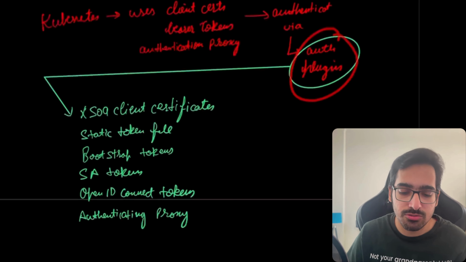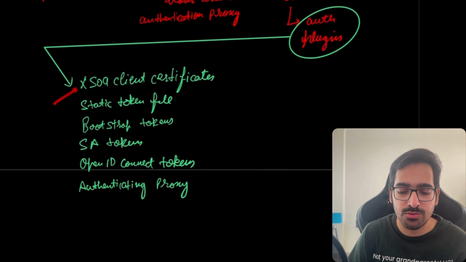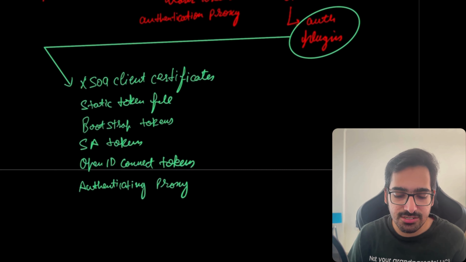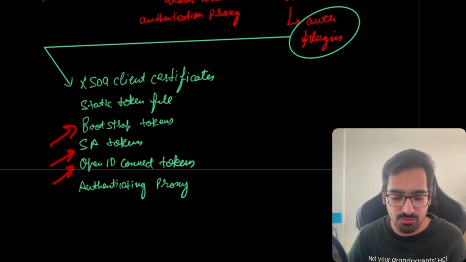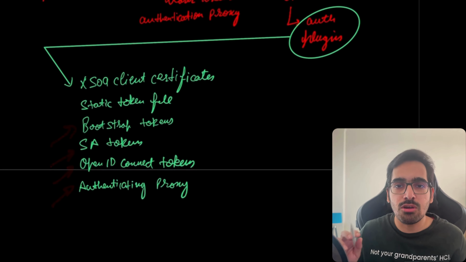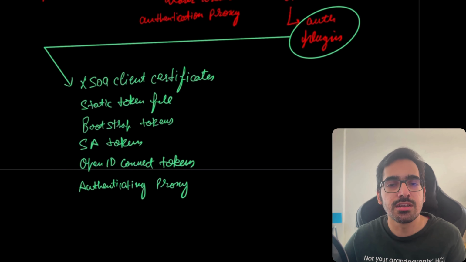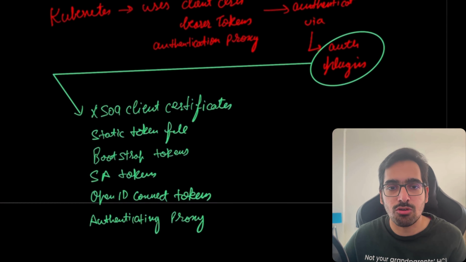And there are a lot of auth plugins. For example, X509 client certificates, a static token file, bootstrap tokens, service account tokens, OpenID Connect tokens, and an authenticating proxy. There are a lot of these authentication plugins, which you can see in the Kubernetes documentation.